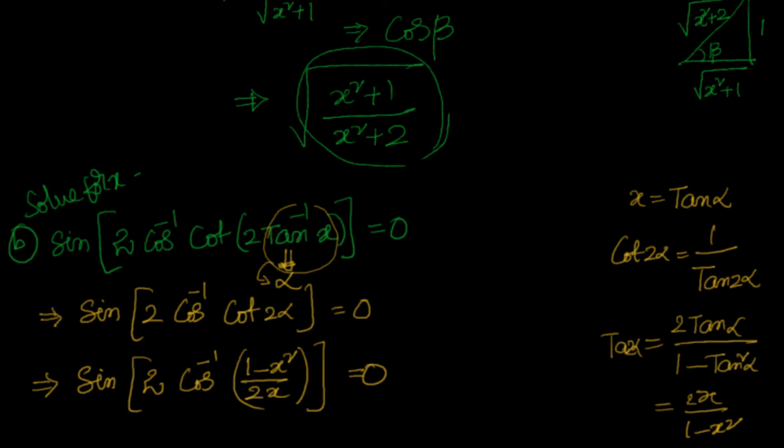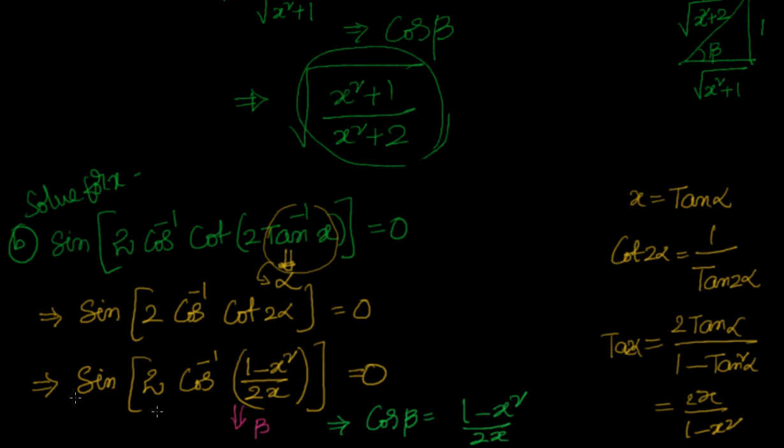Now let's see. I have to find out what is cos inverse of this. Again I will say that this is nothing but equal to my beta. So that gives me cos beta is equal to 1 minus x square by 2x. You are okay with that? What we are doing, wherever inverse is there, we are taking angle alpha, and by that we know one relationship. Now if we substitute alpha, we have to find out the trigonometric ratio of that particular angle.